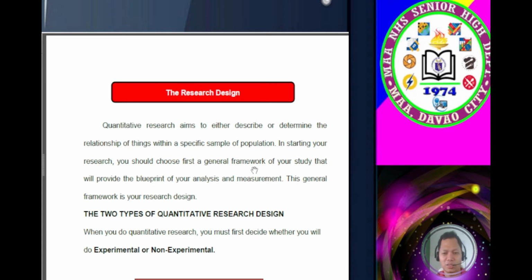As you have seen in this module, research design serves as the blueprint of your research paper. This is in Chapter 2. Research design will guide you in making your paper. How will you conduct your sampling procedures? How will you analyze your data? All these things will be discussed in this research design.